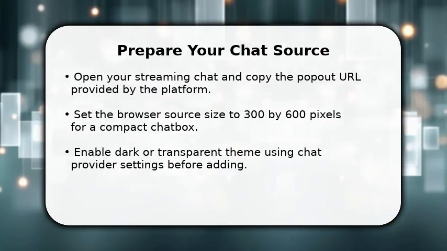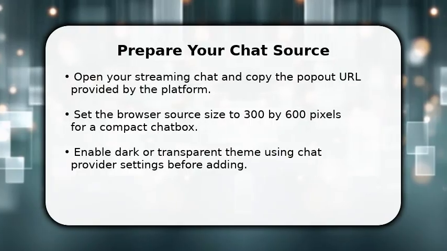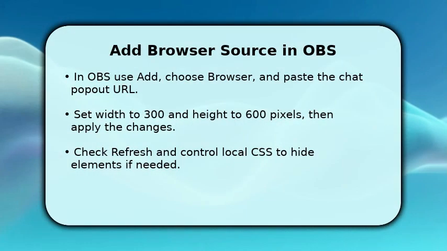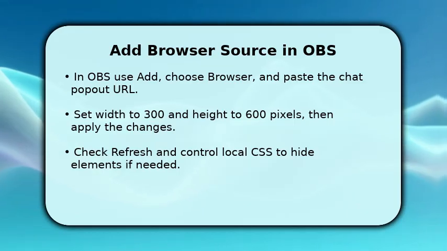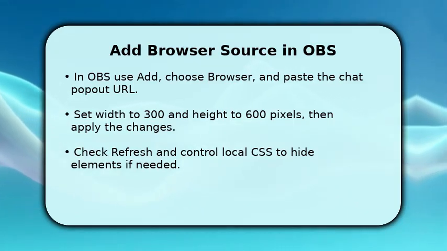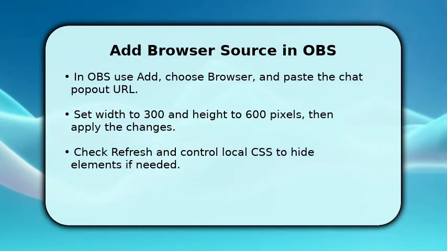Note recommended browser source dimensions of 300 by 600 pixels for a compact chat box. Open OBS and select the scene where you want the chat box to appear. Click the plus button, choose browser as the source, and name it clearly. Paste the chat pop-out URL into the URL field of the browser source window.